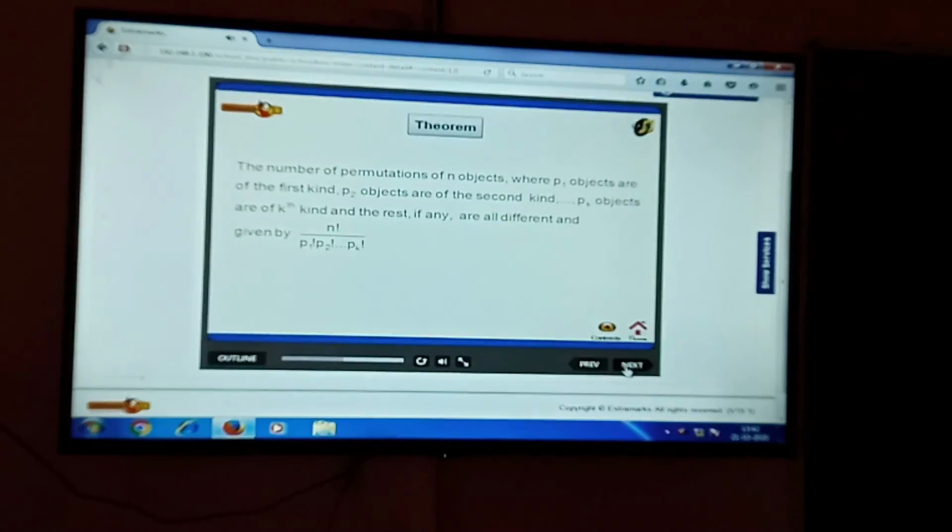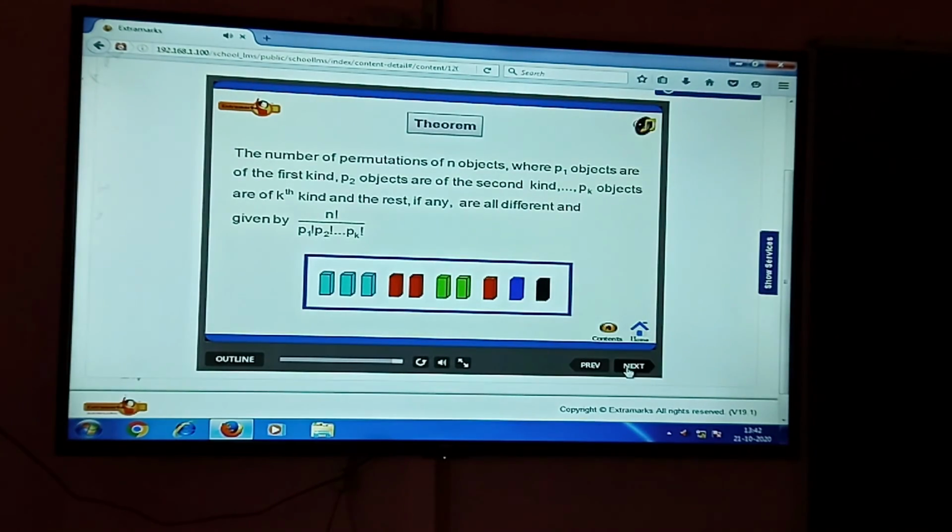Here's another theorem. The number of permutations of n objects, where p1 objects are of the first kind, p2 objects are of the second kind, pk objects are of the kth kind, and rest, if any, are all different is given as factorial n upon factorial p1 into factorial p2 up to factorial pk.